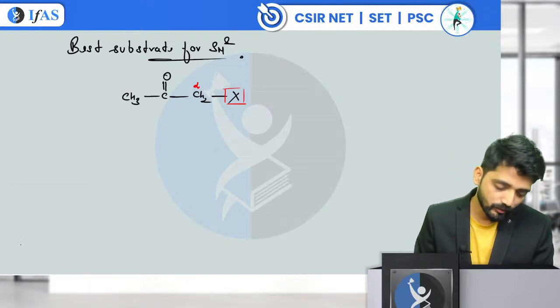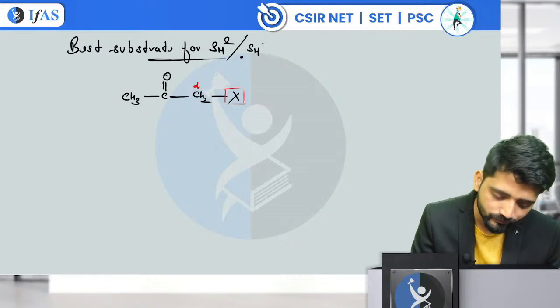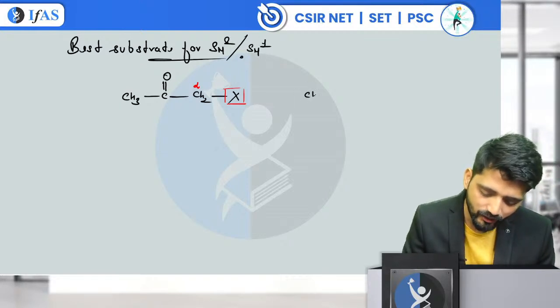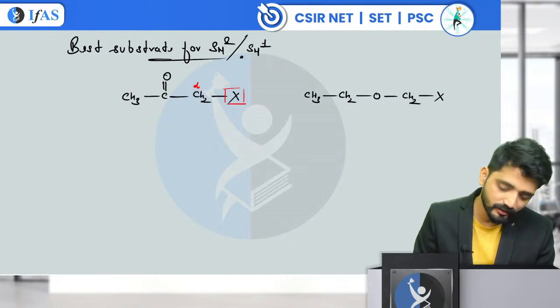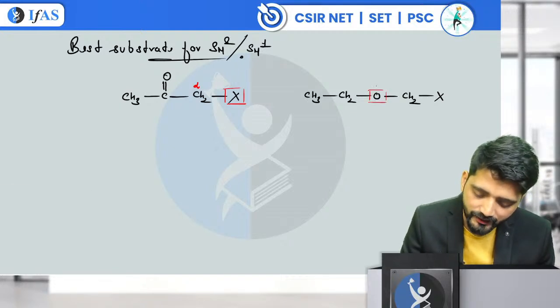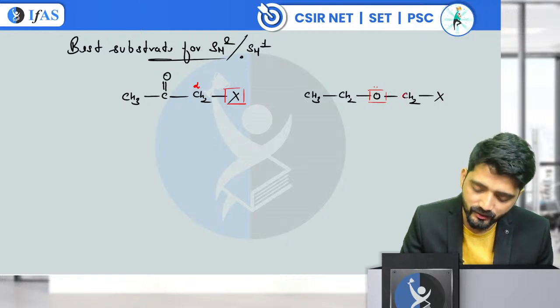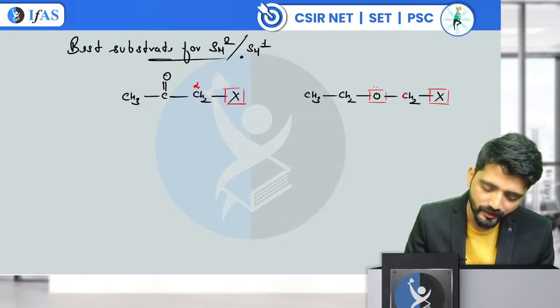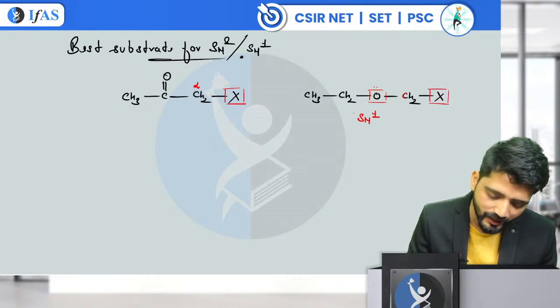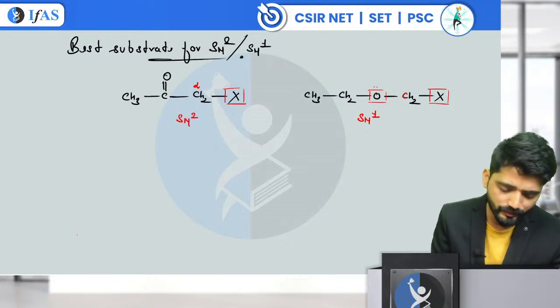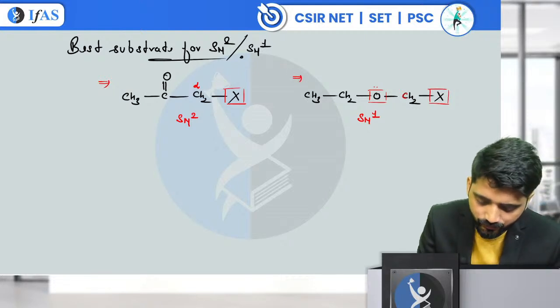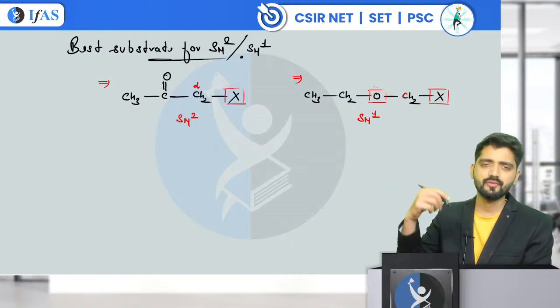And if I talk about SN1 also, then alpha alkoxy groups, for example CH3, CH2, oxygen. Let's suppose I have CH2 and an X group. Such groups which have an oxygen or any lone pair containing group adjacent to a carbon that has the leaving group are the best substrate for SN1, and the other is the best substrate for SN2. First of all, you need to remember these substrates. These are very important.